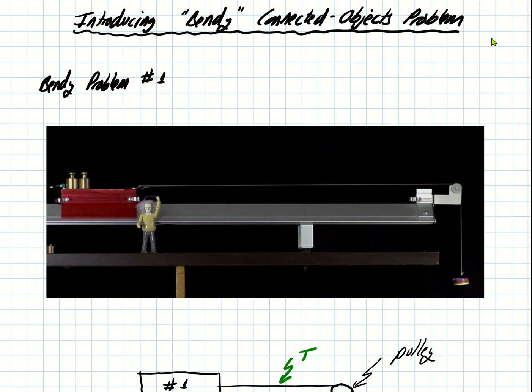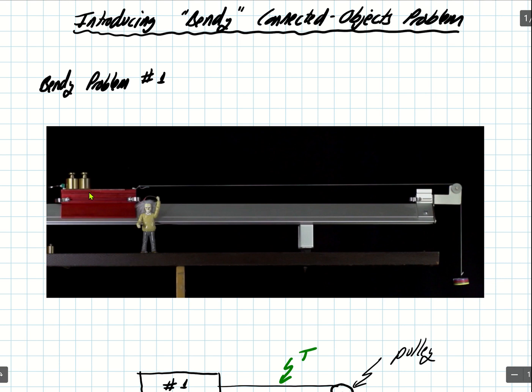We are going to talk about connected body problems. You say, well, we've already done connected body problems, or connected object problems, I should say. Well, what we're going to do is introduce bendy connected object problems. So what do I mean by bendy? Well, we're going to look at three of these kinds of problems. Okay, so why are they called bendy?